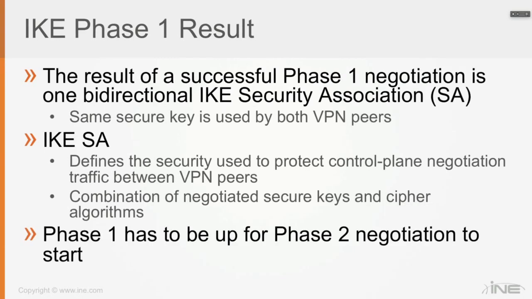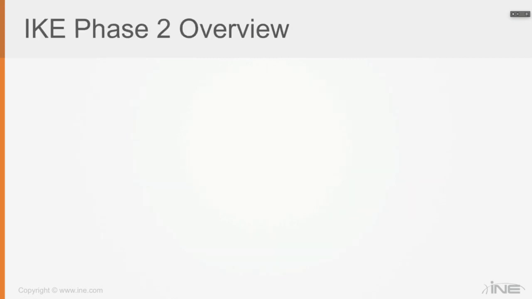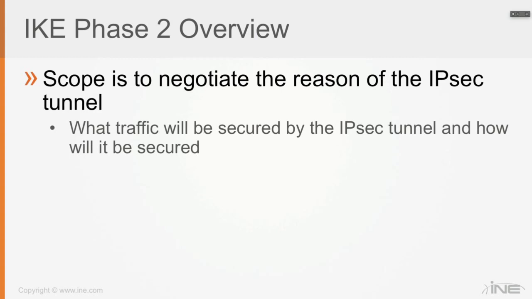And of course phase 1 has to be up and running, successfully built, for phase 2 negotiation to start. Now that phase 1 is up and we have that secure IKE or ISAKMP tunnel built between the VPN peers, we go to phase 2. And now the scope of phase 2 is to actually negotiate the reason for the IPsec tunnel. If the scope of phase 1 was to bring up a secure tunnel so we can securely negotiate phase 2, now in phase 2 we actually speak about, okay, why do we bring up the tunnel to begin with? What traffic do we want to actually secure in the IPsec tunnel, and how do we want to secure that traffic?